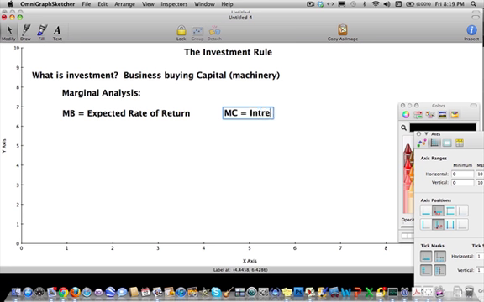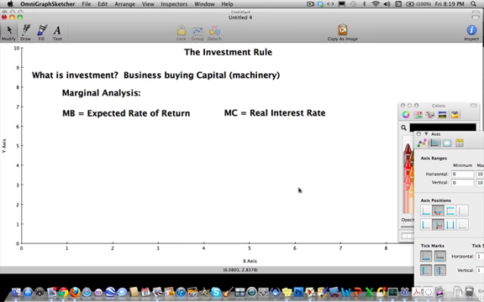So the real interest rate is your opportunity cost. And remember, the difference between the real interest rate and the nominal interest rate is that the real interest rate takes into account inflation. So the real interest rate is the nominal interest rate minus inflation. So we're taking into account price level adjustments here, which is important to think of.